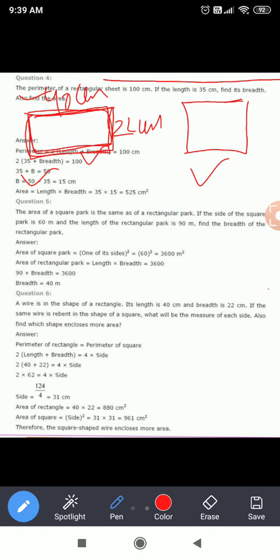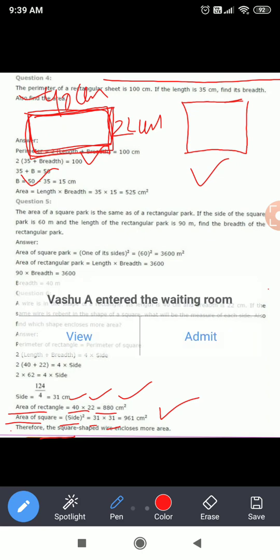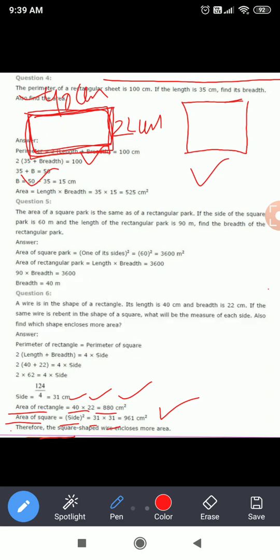So area for rectangle is length into breadth. That will come 880 centimeters square. And area for square is side square. So side square means side multiplied by side. So side is 31 centimeter we have solved just now. So 31 into 31, that will come out to be 961 centimeters square. So therefore, we can see from here that 880 is the area of rectangle and 961 is the area of square. So 961 is greater than 880. So square has the greater area than the rectangle.